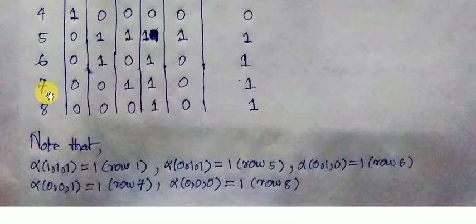From this seventh row, alpha of 0, 0, 1 is equal to 1. And for this eighth row, I have written alpha of 0, 0, 0 is equal to 1. Okay?